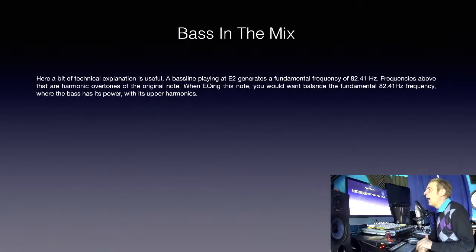So here, a bit of technical explanation is useful. A bass line playing a note of E2 generates a fundamental frequency of 82.41 Hertz. Frequencies above that are harmonic tones of the original note. So when EQing this note, you would want to balance the fundamental 82.41 Hertz frequency, where the bass has its power, with its upper harmonics.